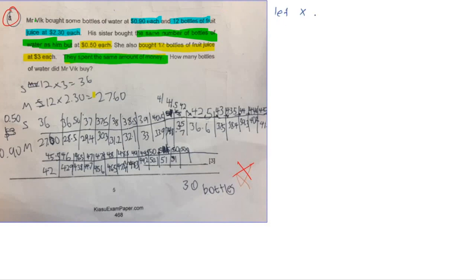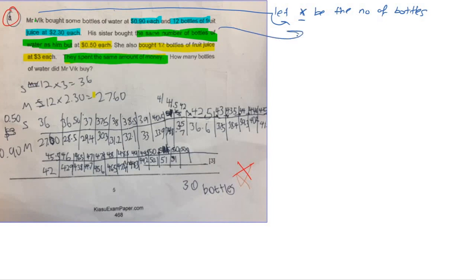Let me let X be the number of bottles that he bought. You know that the sister and him bought the same number of bottles. So X is the same number of bottles for Mr. Vic and the sister, because they bought the same number of bottles.